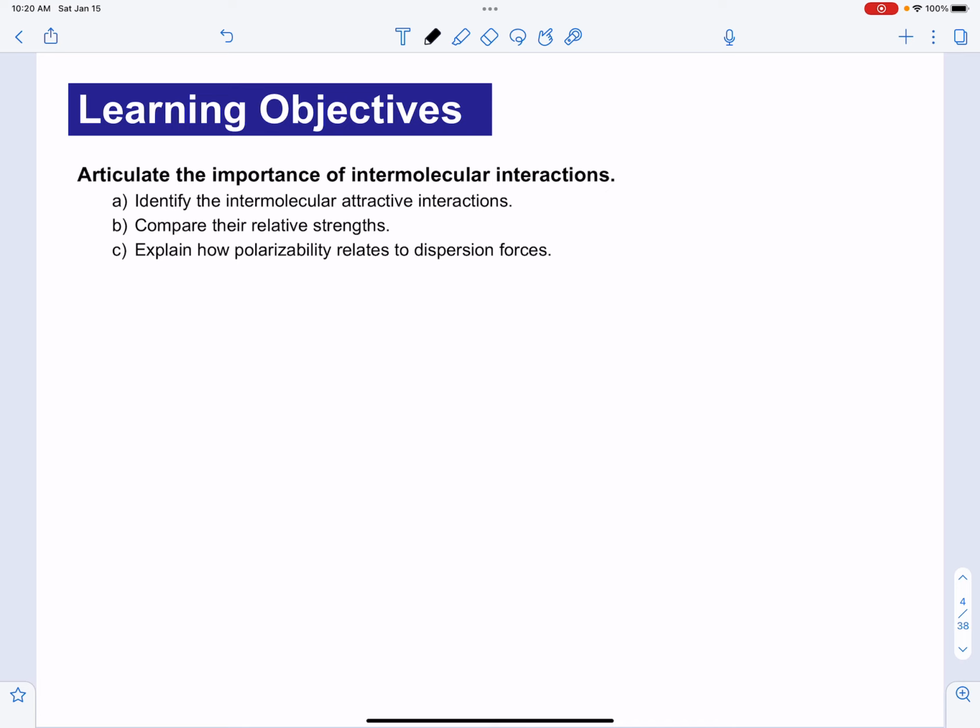So back to the learning objective. We're only going to concentrate on articulating the importance of intermolecular interactions, which means we have to understand what intermolecular interactions are. Identify the intermolecular attractive interactions. I can tell you right now that there's going to be 4 of them.